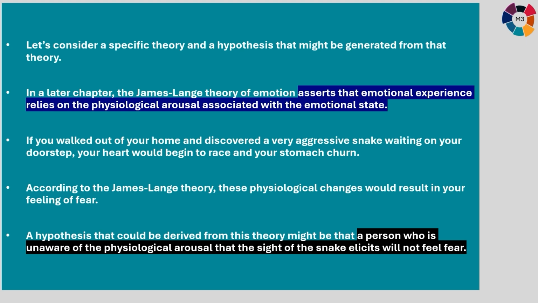In a later chapter, the James Lange theory of emotion is something we're going to go over, and that theory asserts that emotional experience relies on the physiological arousal associated with the emotional state. If you walk out of your home and you discover a very aggressive snake waiting at your doorstep, your heart might begin to race and your stomach might begin to churn. According to this James Lange theory, these physiological changes would result in you feeling fear. A hypothesis that could be derived from this theory might be that a person who is unaware of the physiological arousal that the sight of the snake elicits wouldn't feel fear.